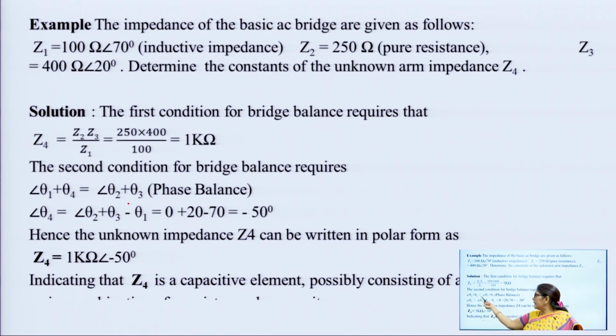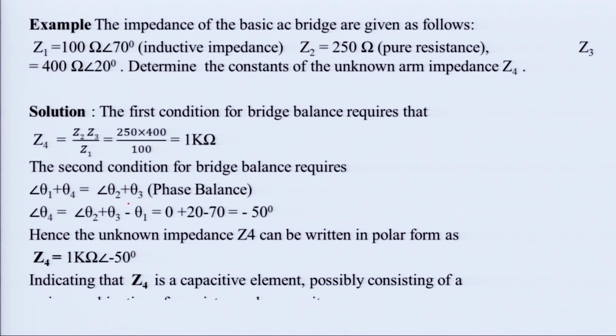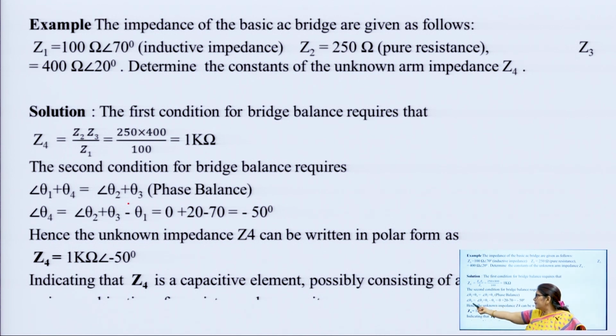So, theta 4, again this is the phase balance condition: theta 1 plus theta 4 is equal to theta 2 plus theta 3. From this balance condition we can find theta 4, and substituting the values we find that theta 4 is minus 50 degrees. It means that this impedance Z4 is basically a capacitive element, and possibly a series capacitance.